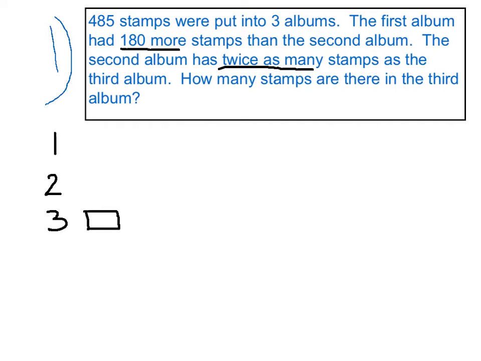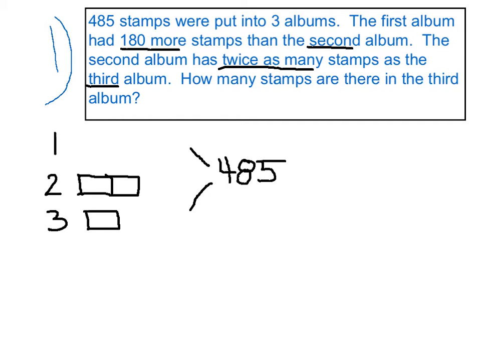Okay, now let's go back and draw it sentence by sentence. 485 stamps were in 3 albums, so there's 485 stamps in all. The first album has 180 more stamps than the second. Well, I don't have a representation for the second album, so I can't draw that yet. Let's go find that out first. The second album has twice as many stamps as the third. So the third album has this much, but the second album has twice as many.